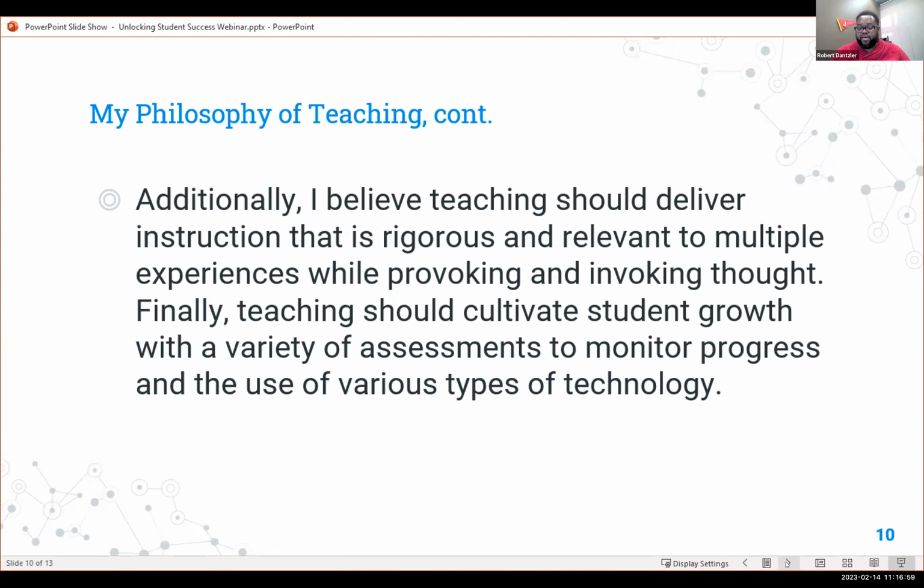Finally, teaching should cultivate student growth with a variety of assessments to monitor progress and the use of various types of technology. And just hitting on a couple of these things, I've always felt that it was important for a student to realize that they have a voice. So many of us were trained in ways that we just sat in class, listened to instruction, and would record, regurgitate, and hopefully advance.